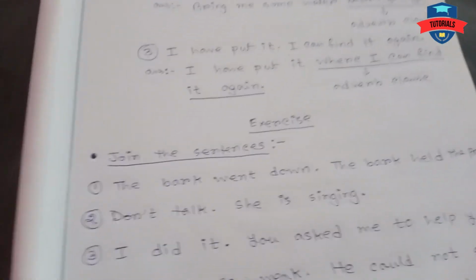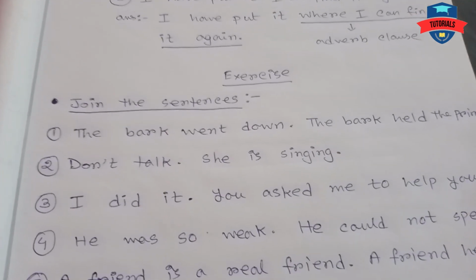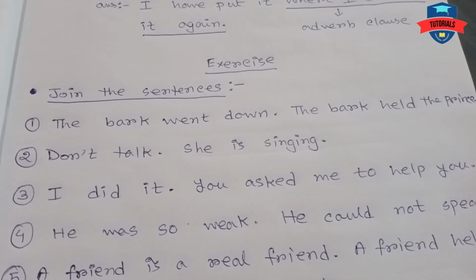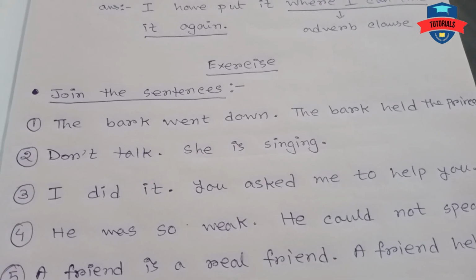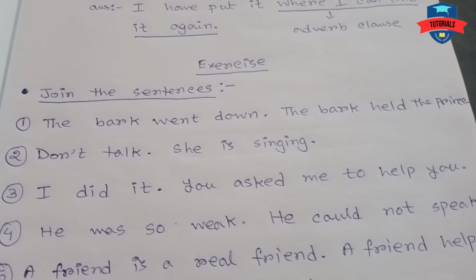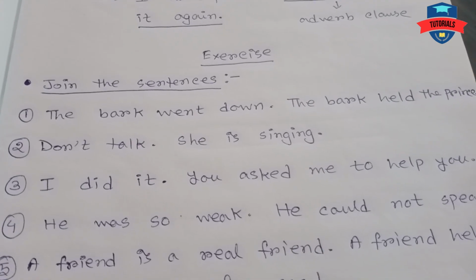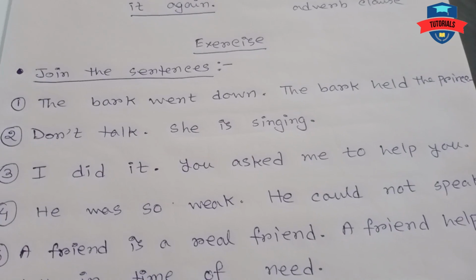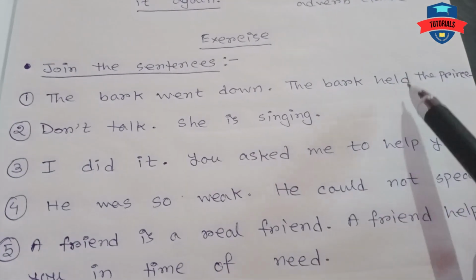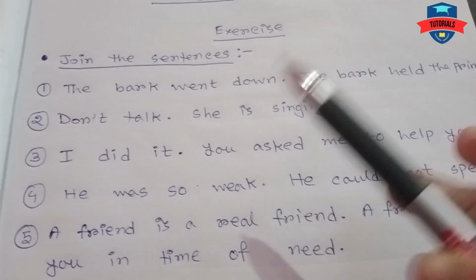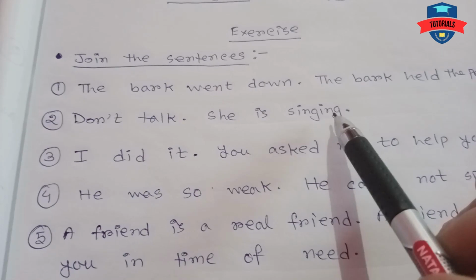Now, here is a little exercise for all the viewers. You have to join the two simple sentences and make it a complex sentence or compound sentence. And this is the exercise. Number 1: The bark went down. The bark held the prince. Number 2: Don't talk. She is singing.